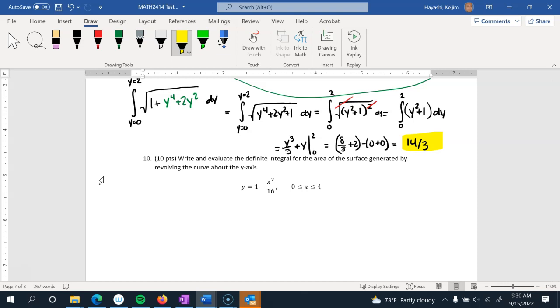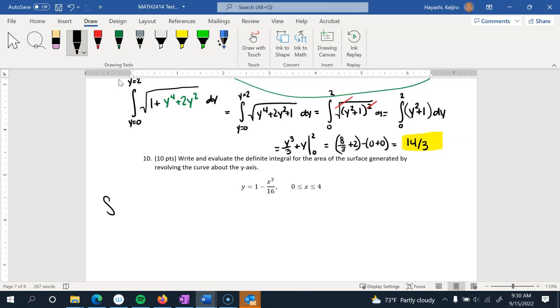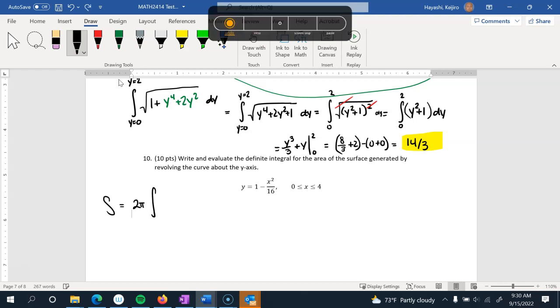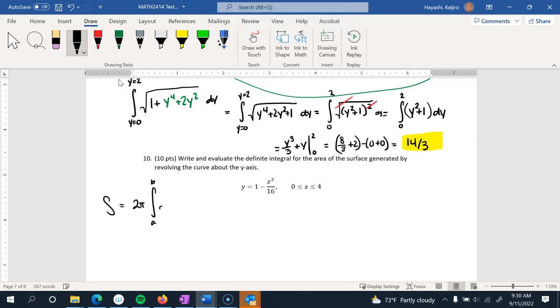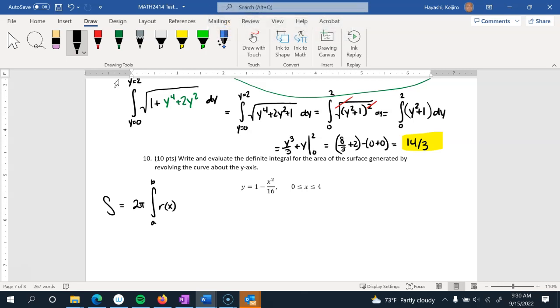Last, a surface area integral. The formula for surface area is, and it's going to be with a big S, or whatever letter you want to use, or maybe no letter at all, if you don't really even care about calling it a letter. This is going to be 2 pi times the integral from a to b of some radius function, and what your radius function is going to depend on what kind of axis you're rotating around.